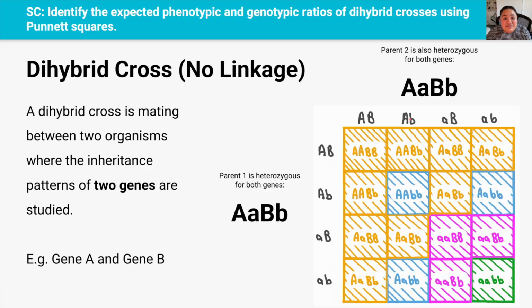After that, you then have to count the genotypes to be able to write the genotypic ratio. And then you have to identify the phenotypes, and count them to be able to write the phenotypic ratio. So there are 7 steps you have to follow. Let's go over them step by step over the next slides.